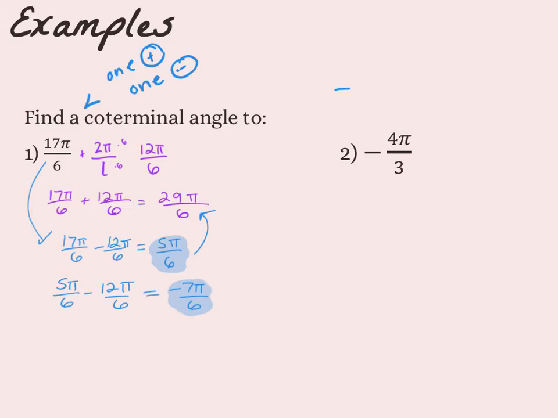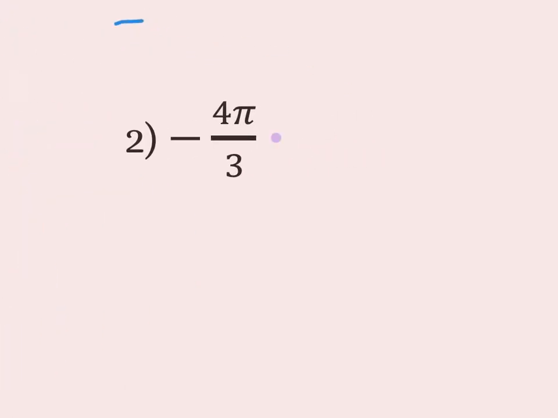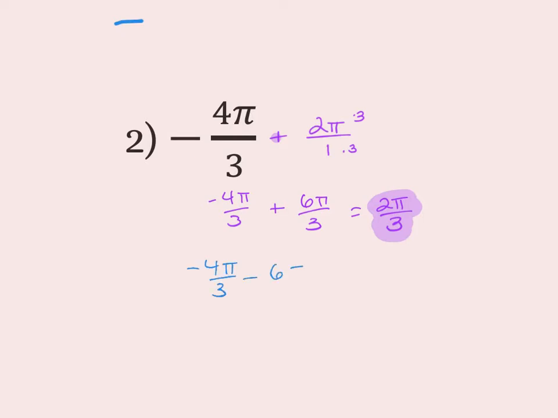All right, so how do I find it with negative 4 pi over 3? How do I find a positive one? Add 2 pi. So this would become times 3 and times 3. This would be negative 4 pi over 3 plus 6 pi over 3. And I'd get 2 pi over 3. That's a positive coterminal. And then to get a negative one, negative 4 pi over 3 minus 6 pi over 3. And I get negative 10 pi over 3.